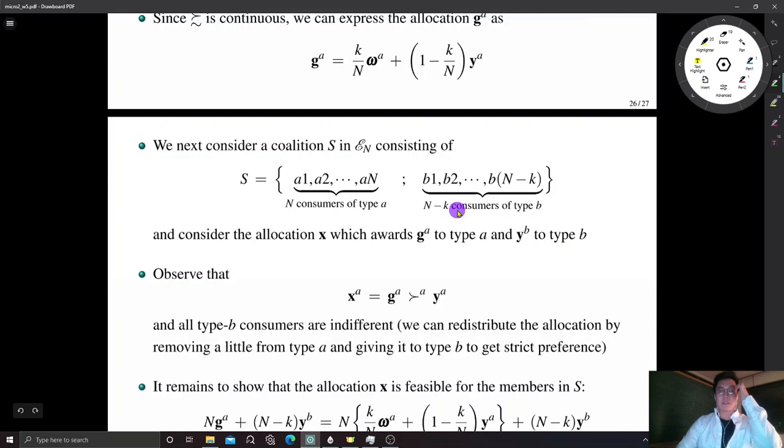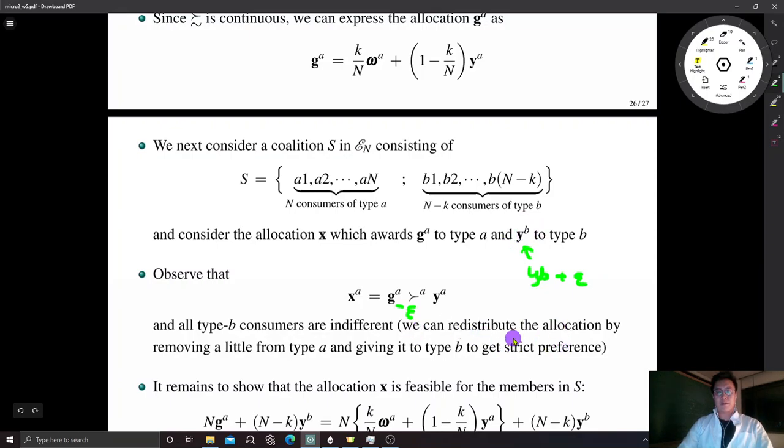But we can make them slightly happier, so slightly better. Because GA is strictly preferred to YA, we slightly subtract away epsilon from this GA, and then give it to type B. So make this YB plus epsilon, okay? And epsilon is a very small number, so still GA minus epsilon is strictly preferred to YA for type A. Although that is negligible, as long as epsilon is a positive number, then now the N minus K consumers of type B will strictly prefer this bundle to the previous bundle.